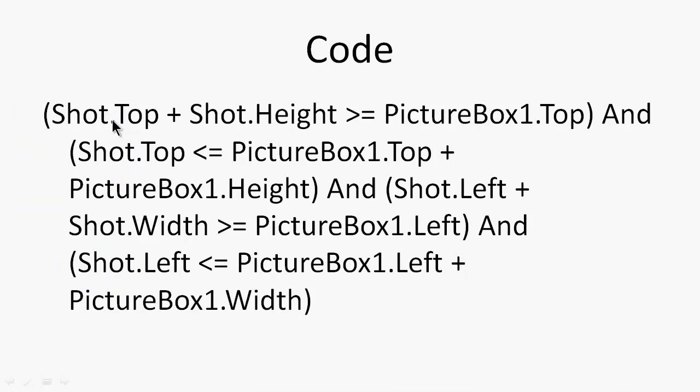So here we have the shot's top plus the shot's height, which would equal the shot's bottom, has to be greater than or equal to the picture box's top. And the shot's top has to be less than or equal to the picture box's bottom, which is found by picture box.top plus picture box.height. And now we'll have to go find the right and left side. So we have shot.left plus the shot.width, which would be the shot's right side, has to be greater than or equal to the picture box's left side. And the shot's left has to be less than or equal to the picture box's left plus picture box's width, which would be the picture box right side.